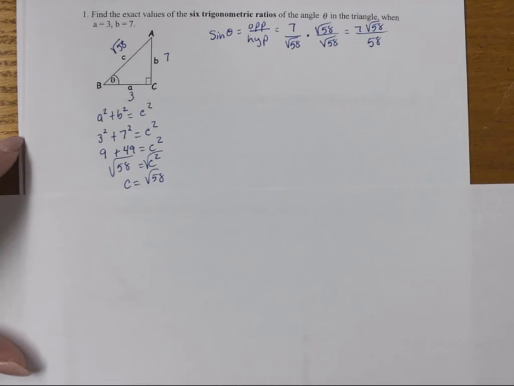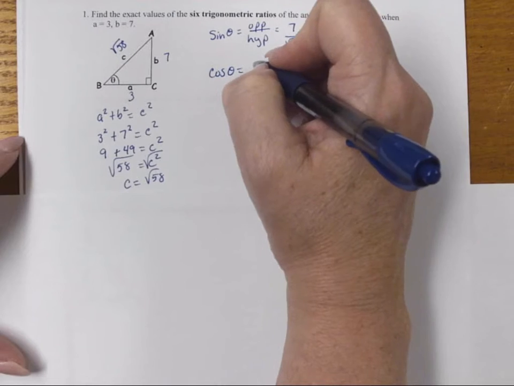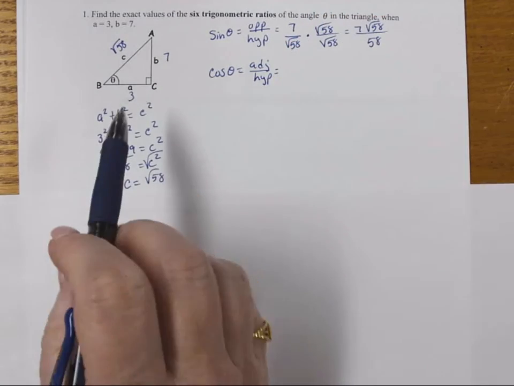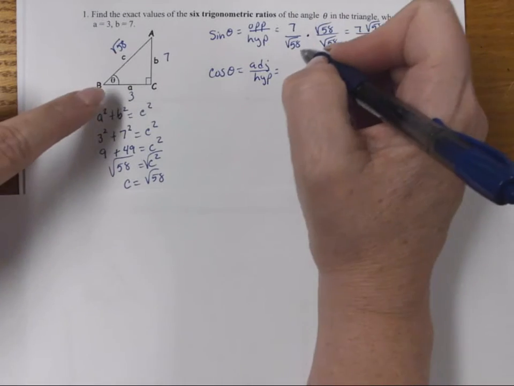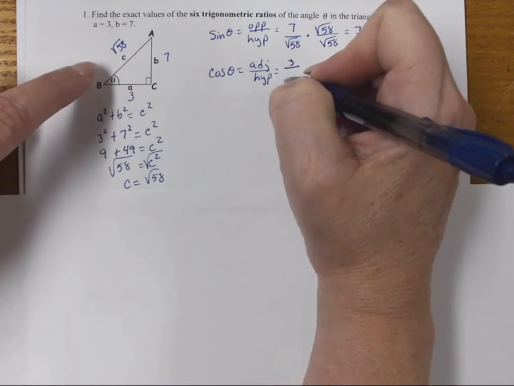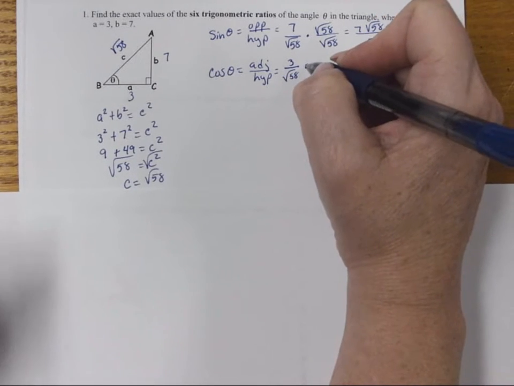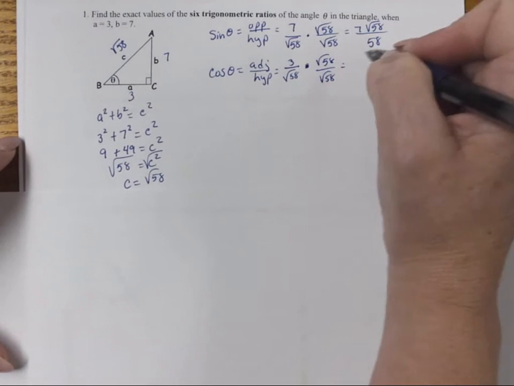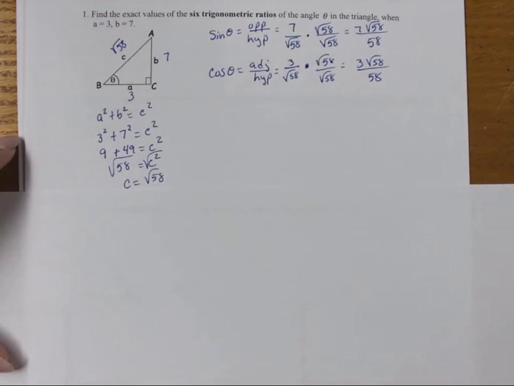If we look at cosine, our cosine of theta is going to be the adjacent over the hypotenuse. So using our same angle of theta, the adjacent is going to be 3. So we're looking at 3 over the square root of 58, which again, we are going to multiply by that square root of 58 over the square root of 58. So we end up with 3 square roots of 58 over 58. So we've got sine and cosine.